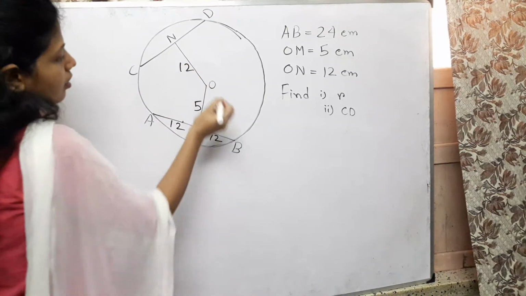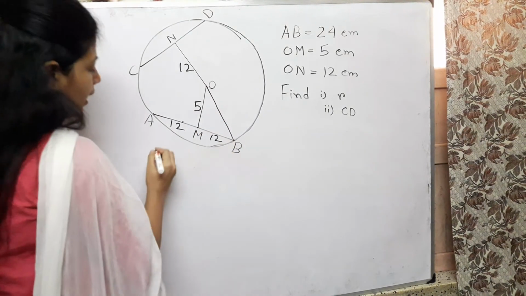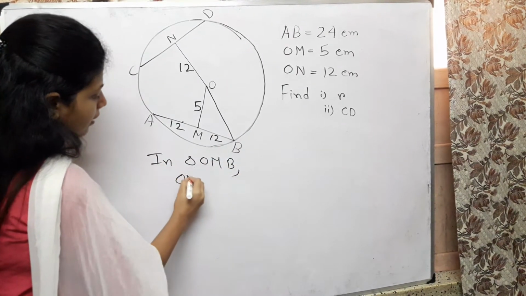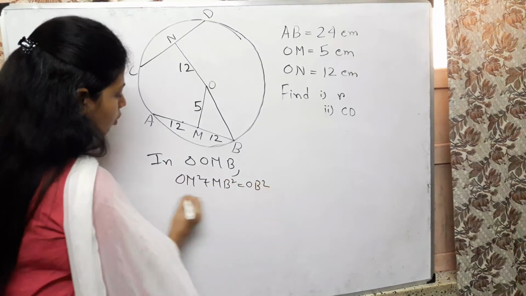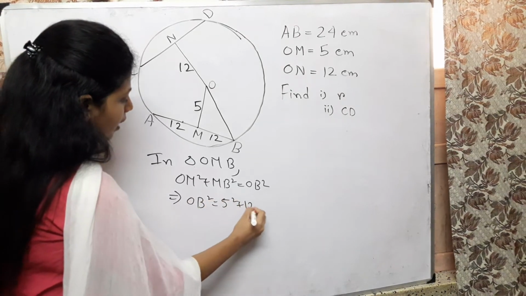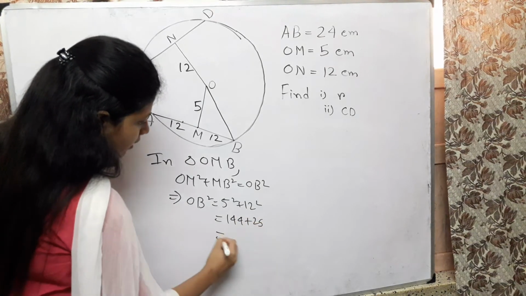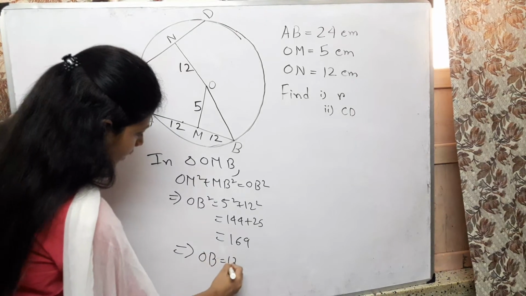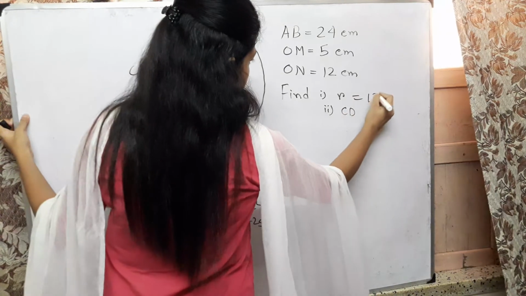Find the radius. I will just join the radius. Now OMB is a right angle triangle. That means OM square plus MB square equals OB square. So OB square equals 5 square plus 12 square, which means 144 plus 25, 169. So OB is 13. The radius is 13.